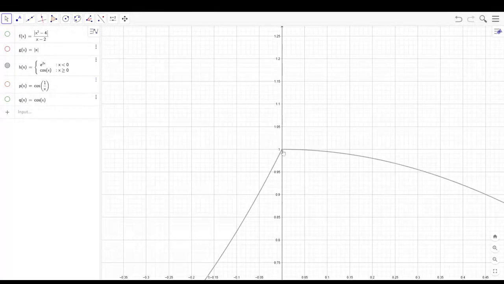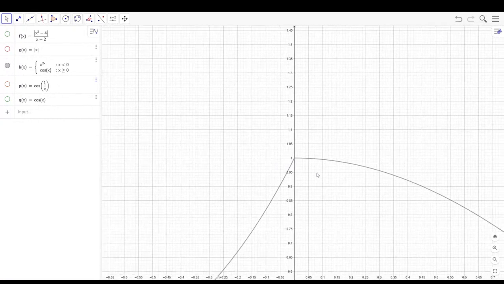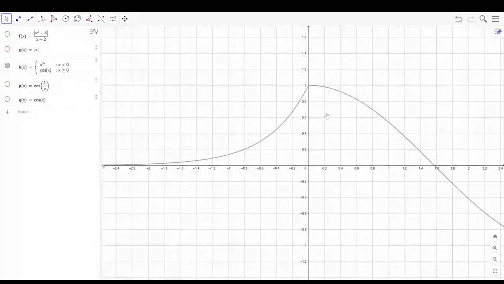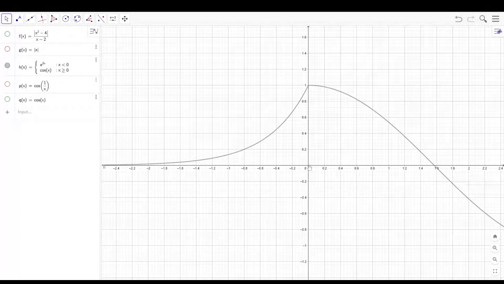Okay, there is a corner there, but it doesn't matter for continuity. Thank you, everybody. I think you're right. And so that's the first part. So it's definitely continuous at x equals 0.